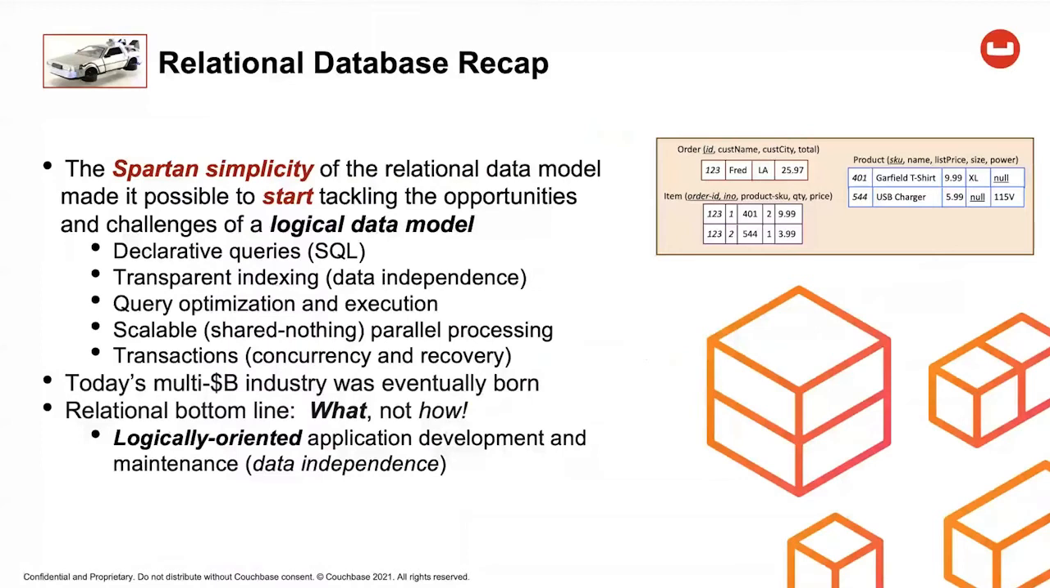So all those things are very important characteristics of databases, and they were developed in the world of SQL. Right. And again, this led to a multi-billion-dollar industry. SQL has been extremely successful. And the reason is what, not how. Logically oriented application development and maintenance, a.k.a. data independence.